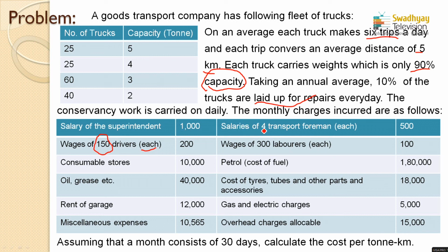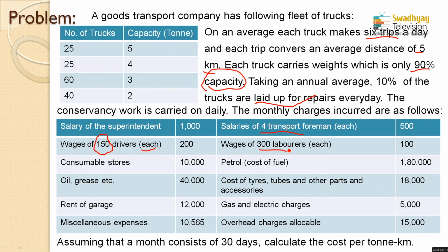In the same way, on this side, the salaries of 4 transport foremen: each foreman will get 500 rupees. So when you want to get an idea of the total foremen's salary, you need to multiply 500 rupees by the number of foremen. The same way you can calculate the wages for laborers also. There are 300 laborers, each laborer gets 100 rupees salary. So the total amount of wages would be 300 into 100.